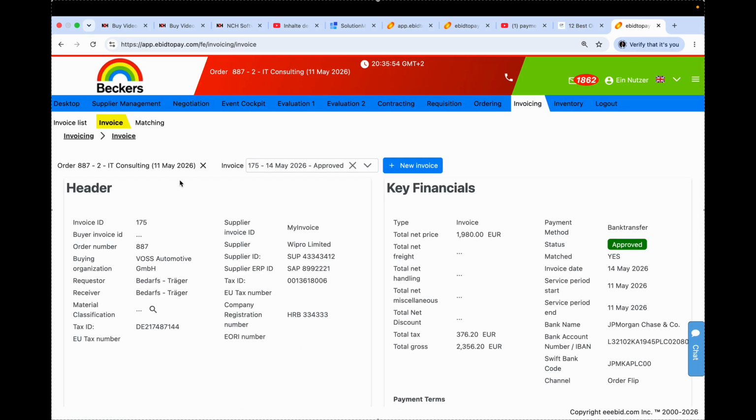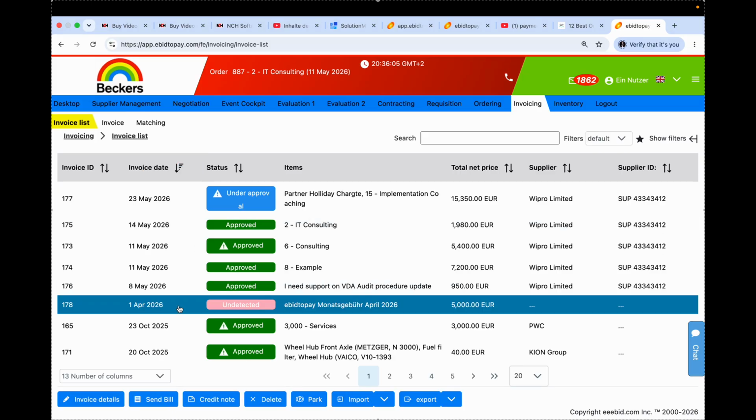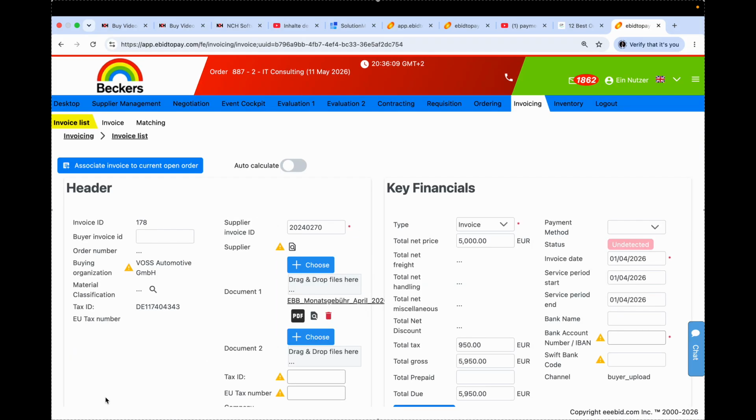Let's go back to the invoice. So this one was handled by bank transfer. And let's now look at another case. So there is an undetected invoice, which at the moment couldn't be matched to anything.